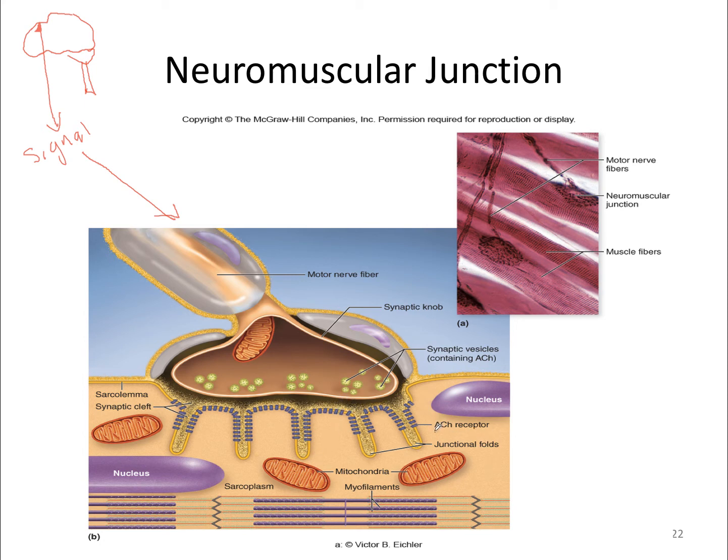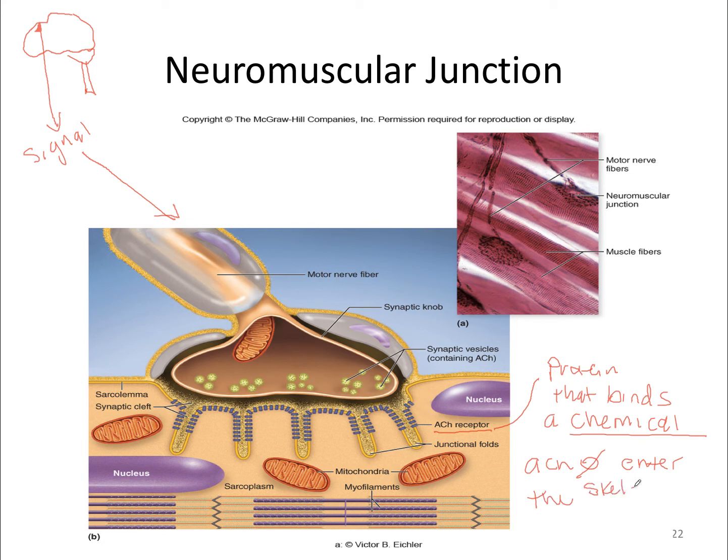So, acetylcholine receptor. Remember from cell membrane components that a receptor is a protein that binds a chemical, and that can be a neurotransmitter, it can be a hormone, but regardless of that, whatever that chemical is affects some metabolic change inside the cell without necessarily going inside of it. So ACh does not enter the skeletal muscle cell.